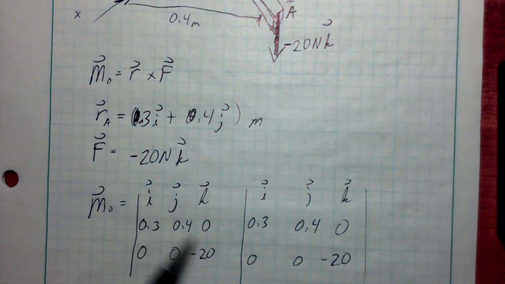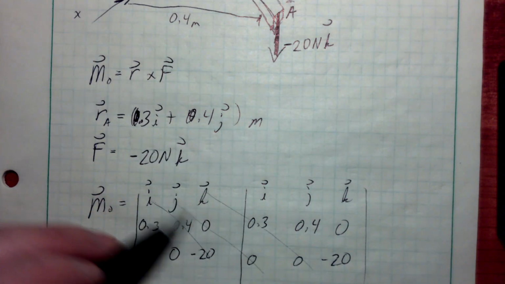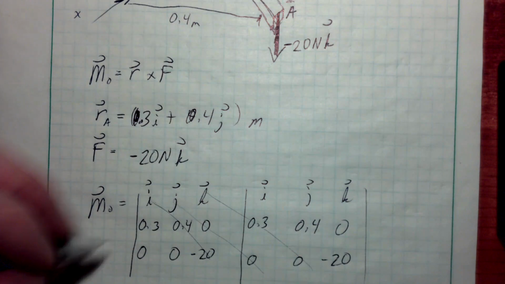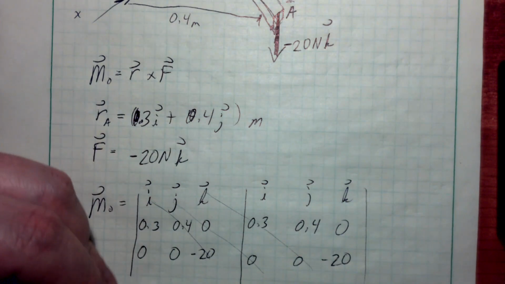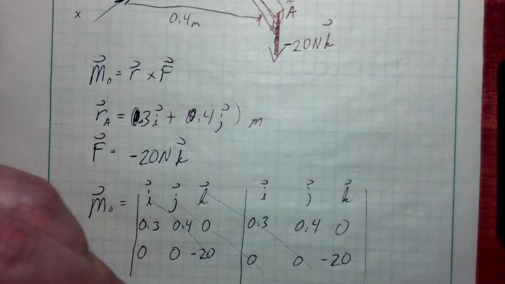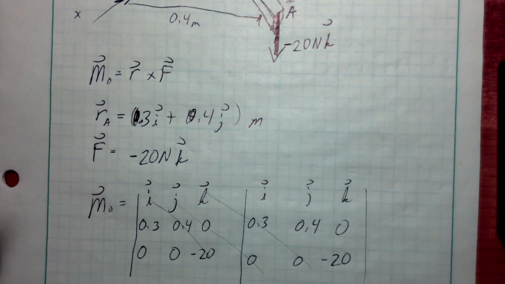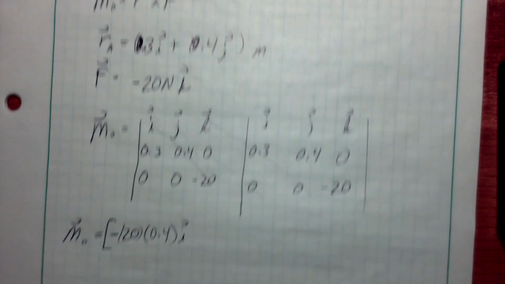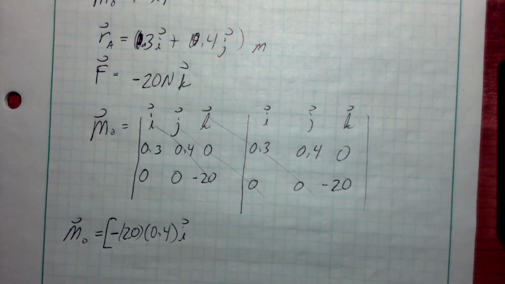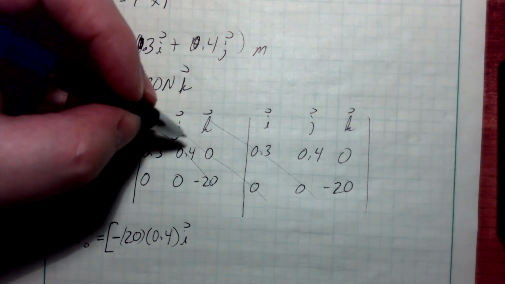And I go across and I do some diagonals here. So this diagonal will be 0, the j diagonal is 0, the k diagonal is 0. They all have 0 quantities. This one is not 0, so it's going to be minus 20 times 0.4 i. So the moment vector so far is going to equal this, and make sure you keep track of your units. I'm going to put brackets there so you can see the units. Put the units out here at the very end.